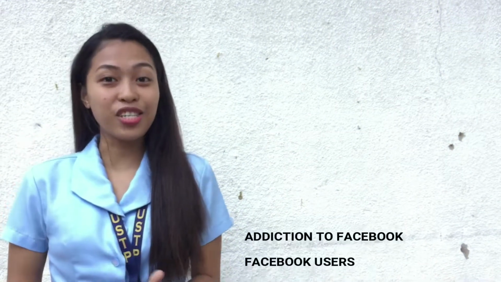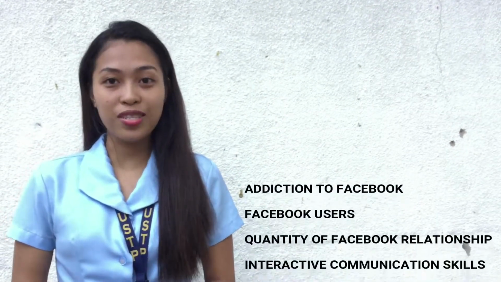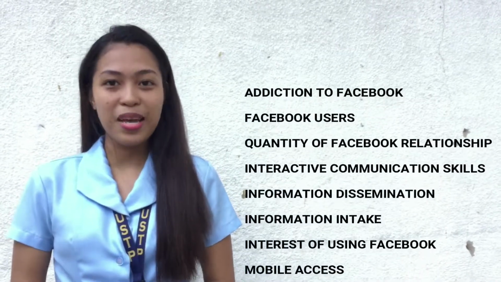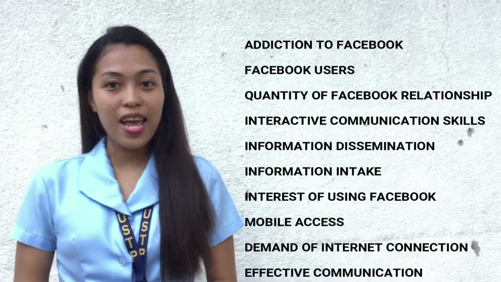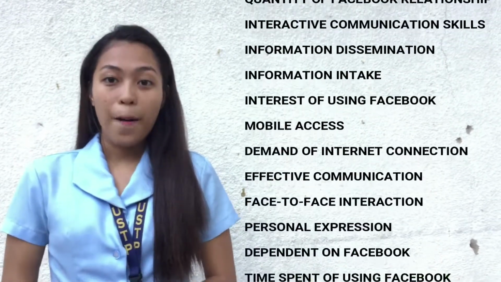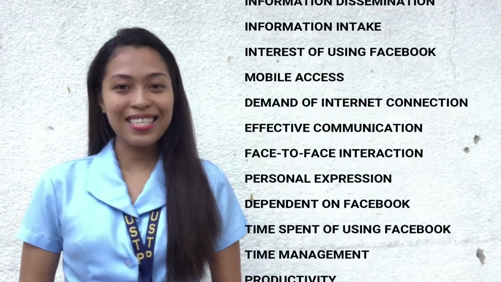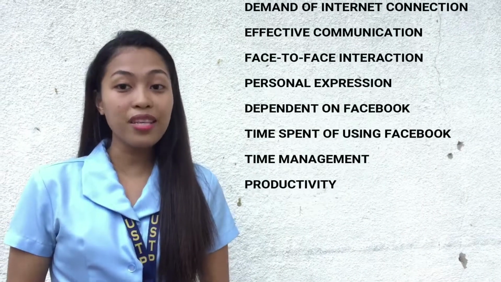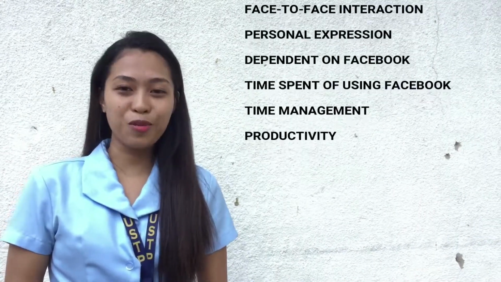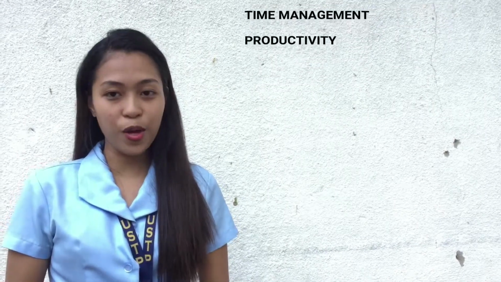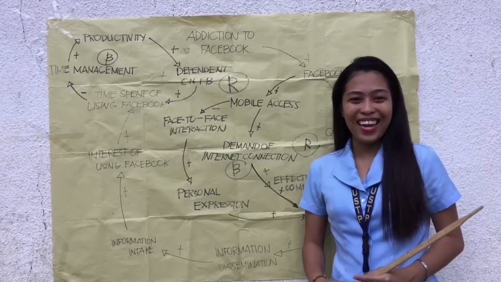The variables are addiction to Facebook, Facebook users, quantity of Facebook relationship, interactive communication skills, information dissemination, information intake, interest of using Facebook, mobile access, demand of internet connections, effective communications, face-to-face interaction, personal expression, dependent on Facebook, time spent of using Facebook, time management, and productivity.